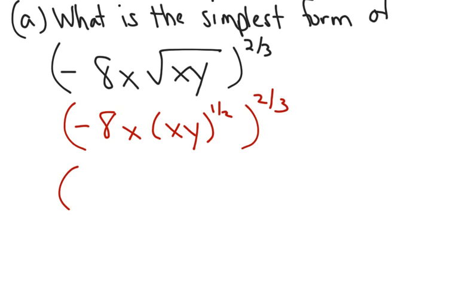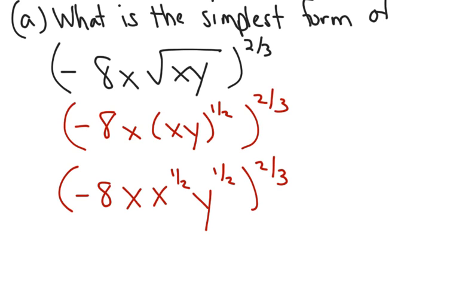Next, I am going to distribute that 1/2 power to the x and the y. The reason I can do that is because of the properties of exponents. Now, I want you to notice that there are 2 x's as bases. We combine those by adding the exponents. So 1 plus 1/2 is 1 1/2, otherwise known as 3/2.